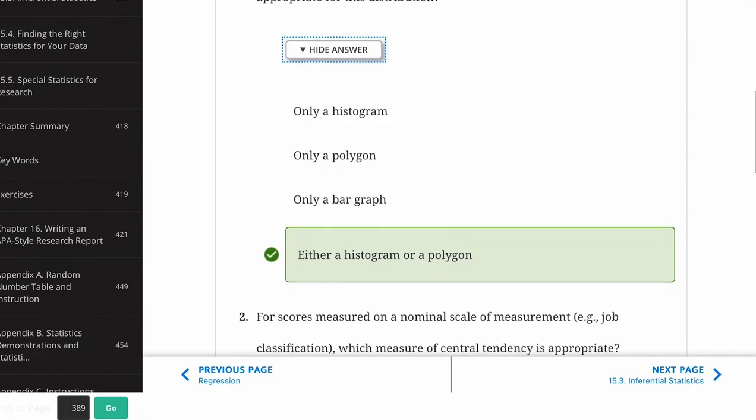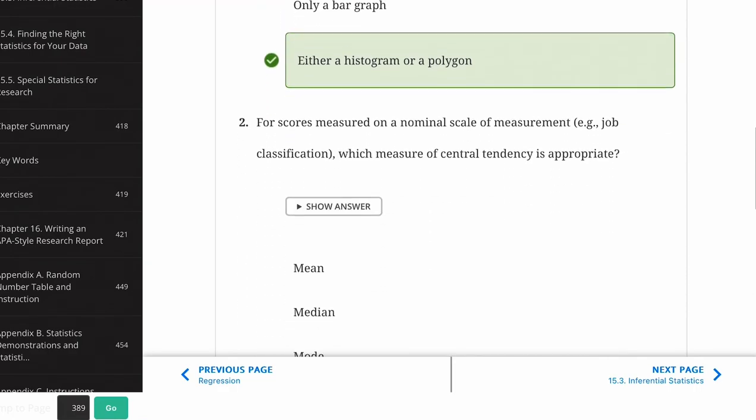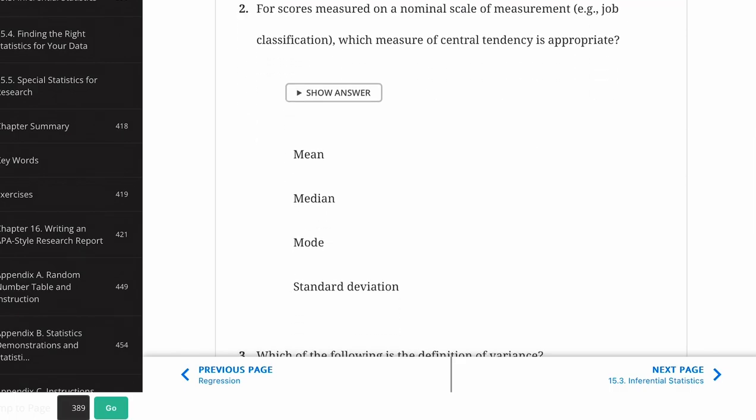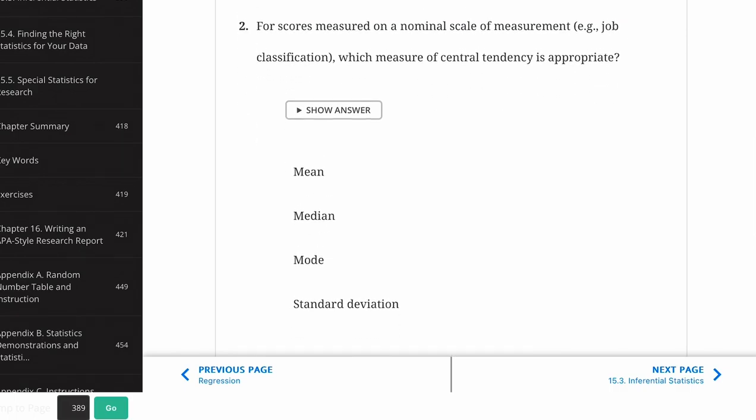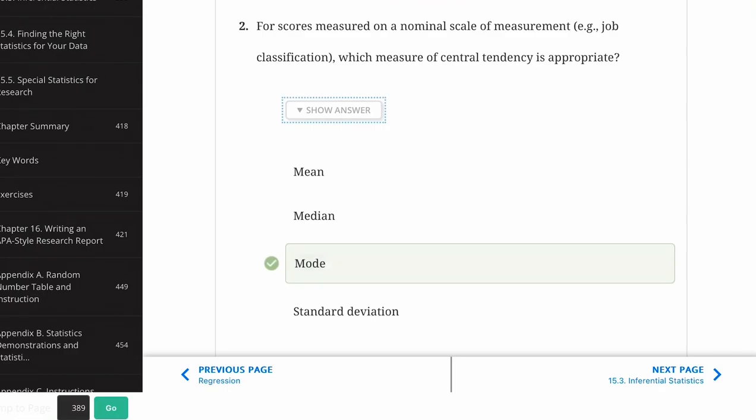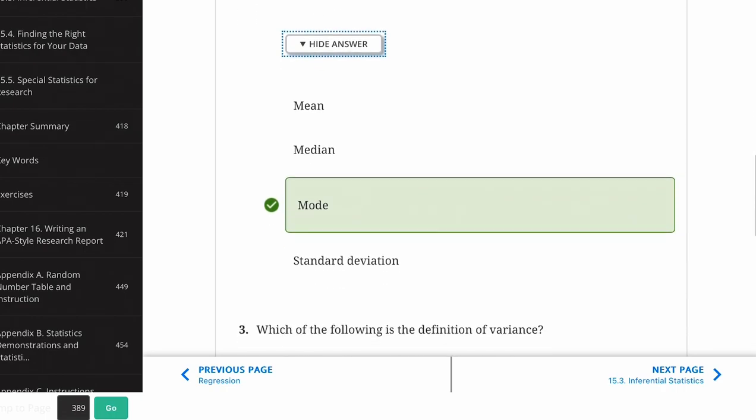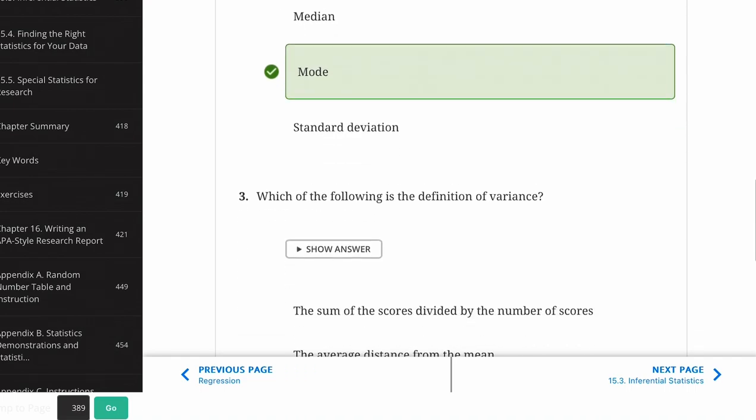Next, for scores measured on a nominal scale of measurement, like job classification, which measure of central tendency is appropriate? Remember, that's non-numerical, so you can't calculate anything. You can't do the mean, you can't do standard deviation. Mode is the most popular. Depending on the type of data, you could possibly do a median, but if it's truly non-numerical, if it's just job classification, not coded in any way, there's no numbers, then it has to be mode, okay? Mode is the only way that you can find that central tendency.